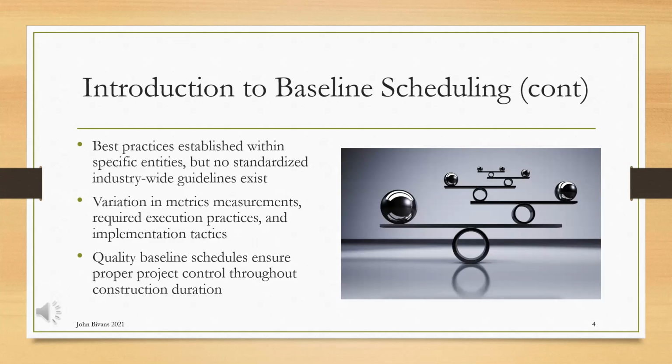Because baseline scheduling is such a critical factor in establishing progress to date and updating progress, projecting out future work, and ensuring a proper finish date, best practices have been established within specific entities in order to ensure a quality baseline schedule. However, no standardized, generic, industry-wide guidelines exist in the creation of a baseline schedule. There exists variation in metrics measurements, required execution practices, and implementation tactics as a schedule is updated and revised. Quality baseline schedules ensure proper project control throughout the entirety of the construction duration.